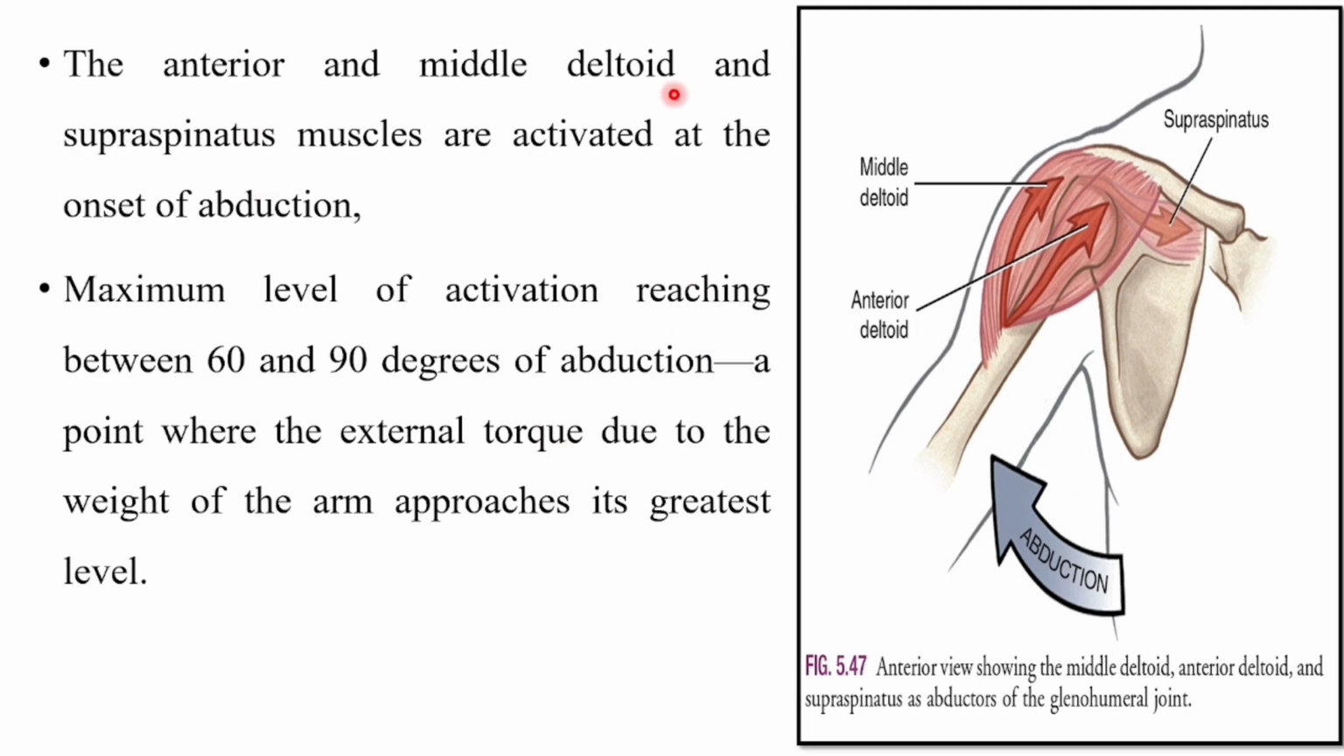So the anterior and middle deltoid and the supraspinatus muscles are activated at the onset of abduction. So they are known as the initial abductors. Up to 90 degrees of abduction, these muscles will be contracting and producing the abduction movement. The maximum level of activation is reached between 60 and 90 degrees of abduction, the point where the external torque due to the weight of the arm approaches its greatest levels. So the maximum contraction will be occurring at 60 to 90 degrees of abduction.